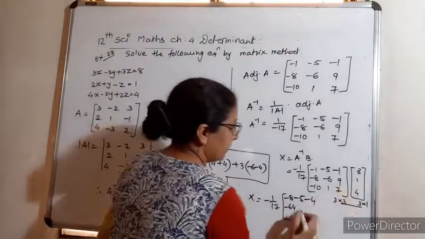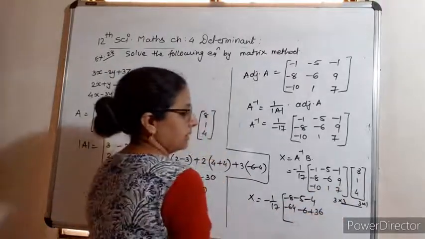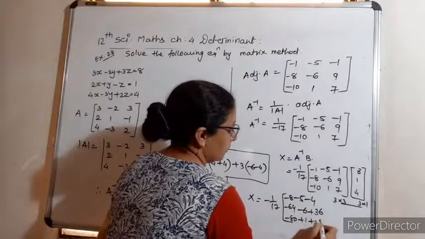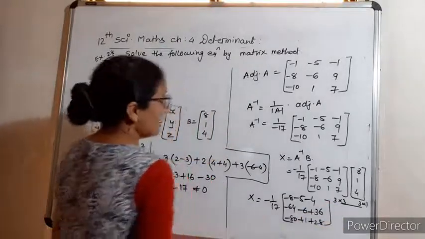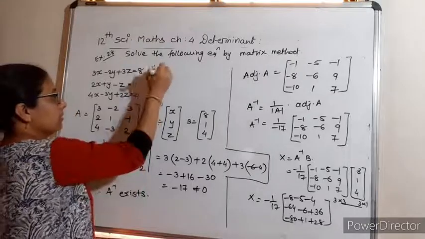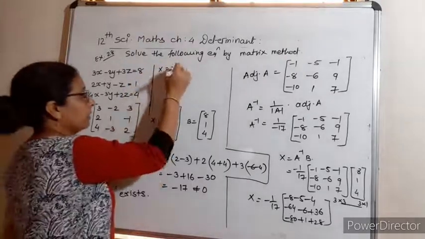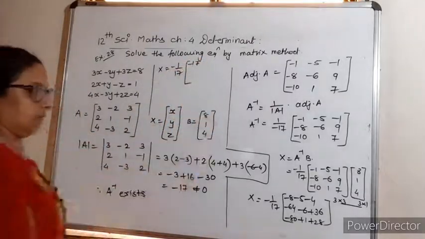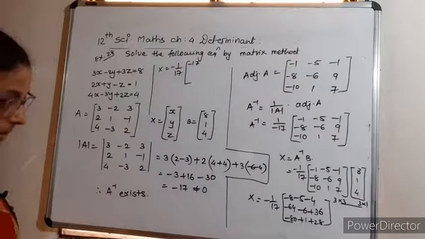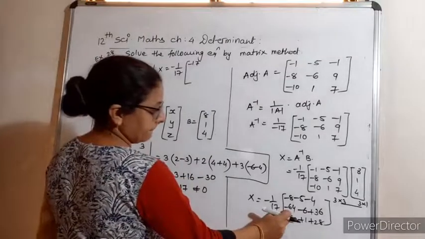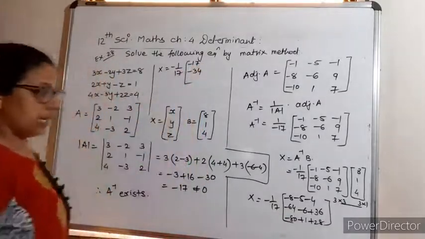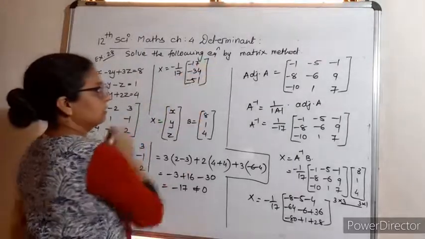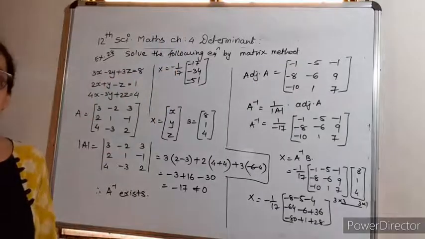Minus 64, minus 6, plus 36. Minus 80, plus 1, plus 28. So we will get, I will write here, X is equal to minus 1 by 17. Here the first is minus 17. Second is minus 34. And third is minus 51. Now you multiply this minus 1 by 17 inside.